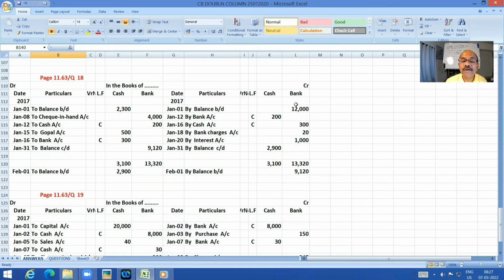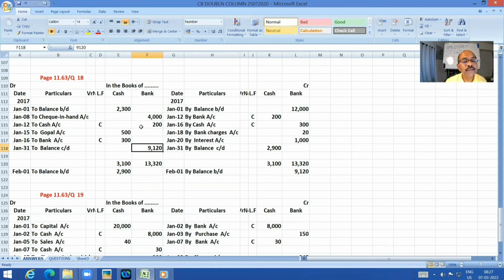The heavier side was the credit side. Put it here. And fill the difference as to balance carry down 9,120. What kind of balance is it? Tell me. Is it a debit balance or credit balance? Tell me. It's invariably a credit balance.